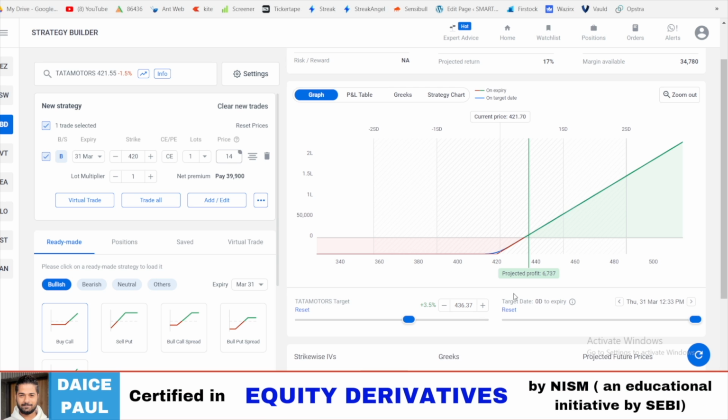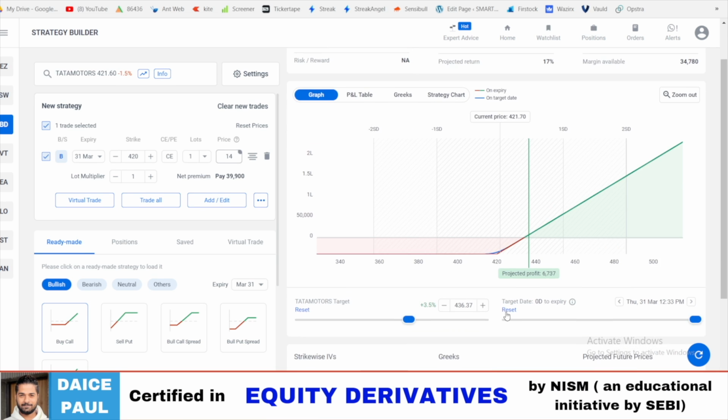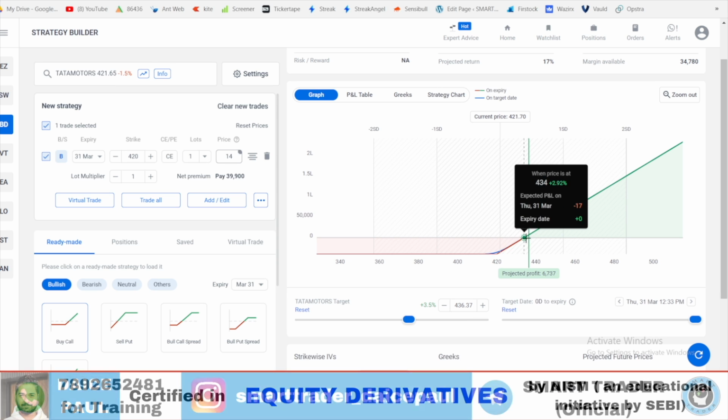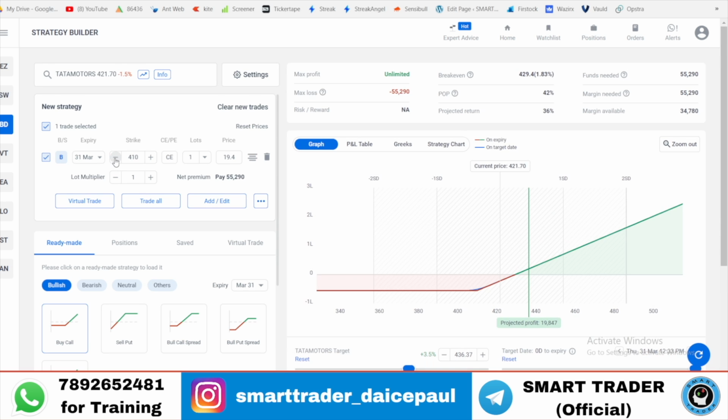So your profit is 6,000, because you are above the 434 levels. Practically, this is the issue: because you are giving a premium of 14 rupees, it is automatically adding up to your buy price, and the break even is going forward by 2.96%. Now if you want, you can adjust the strike price here, you can buy a lower strike price.